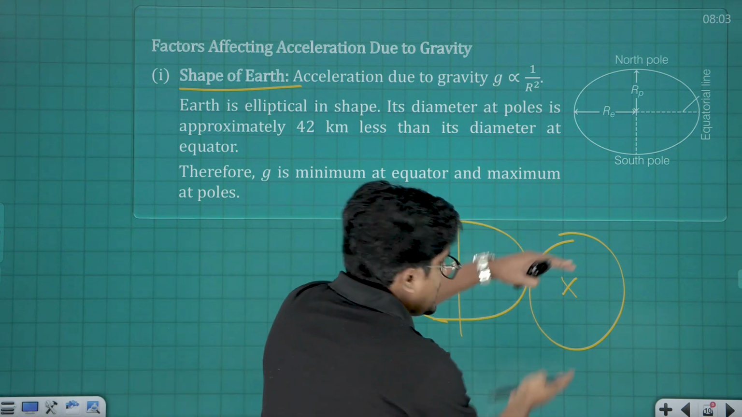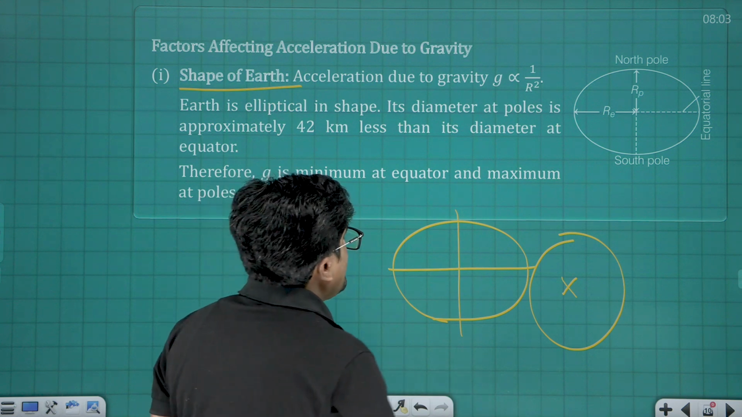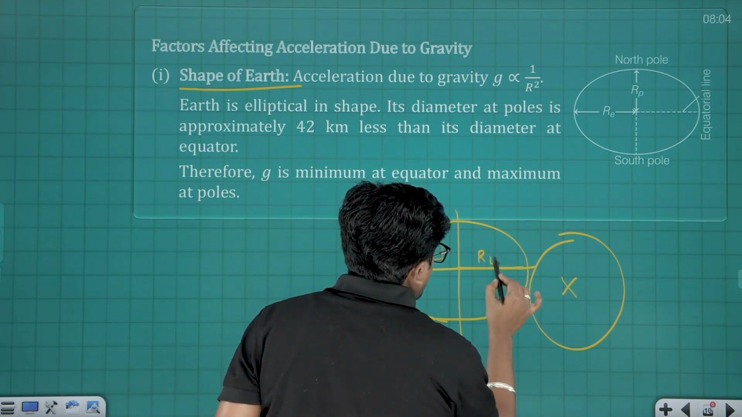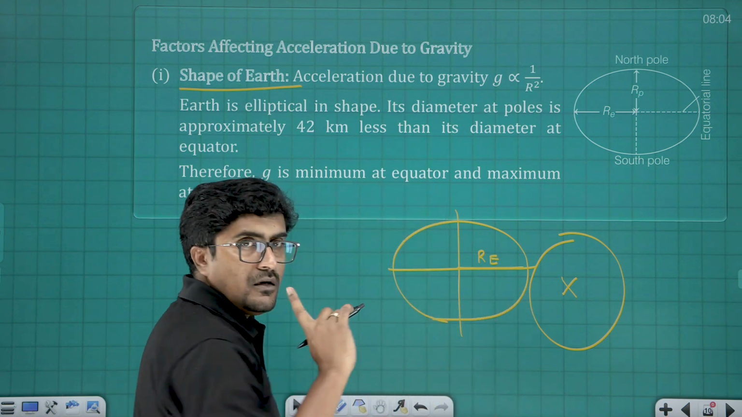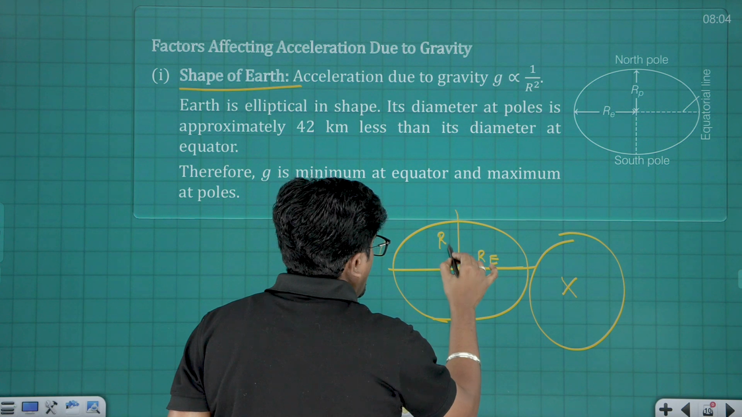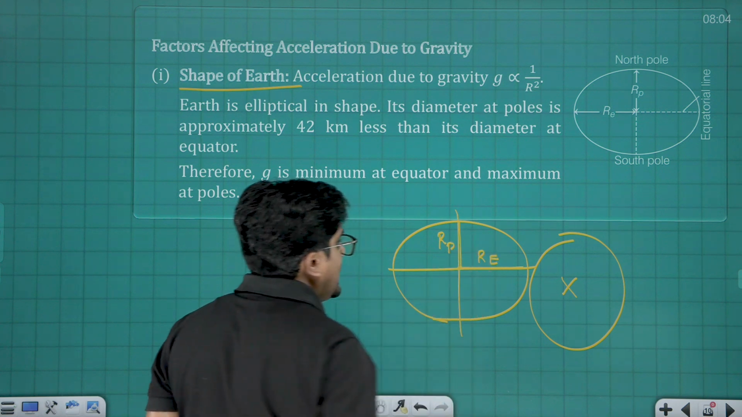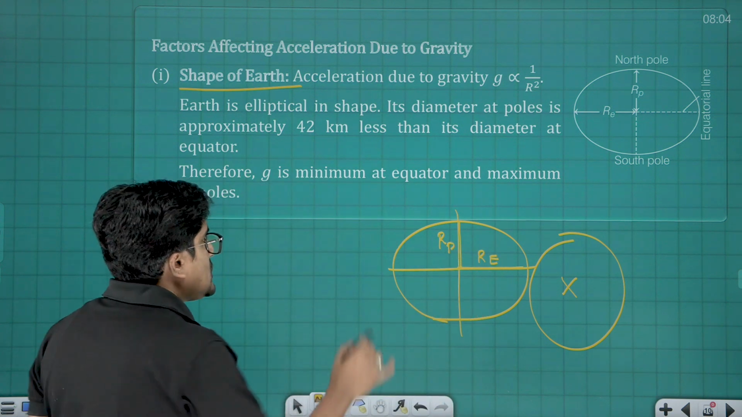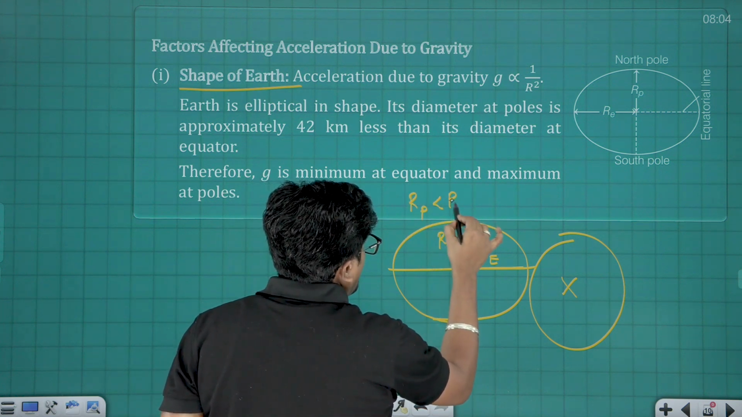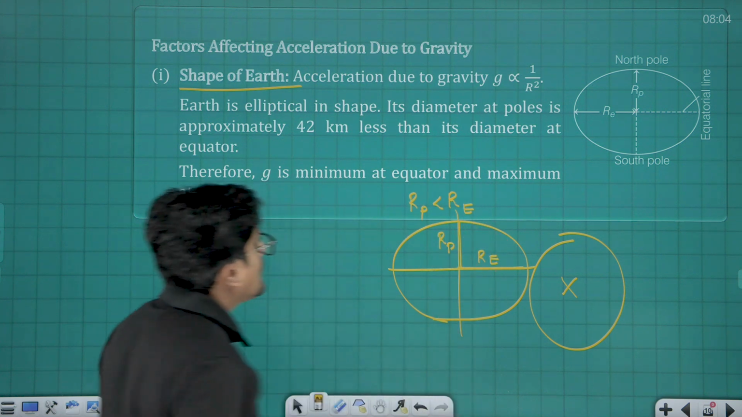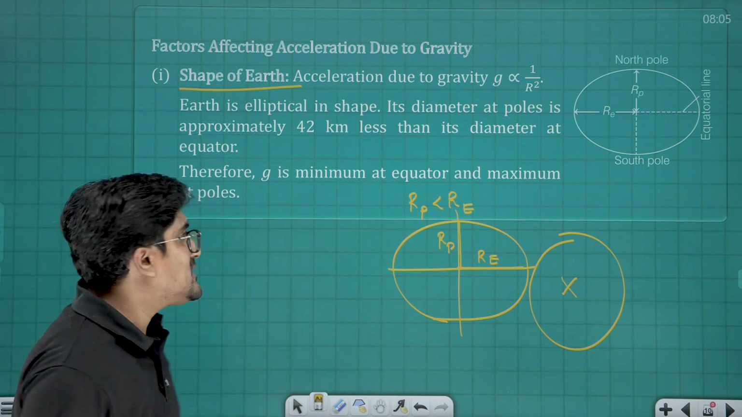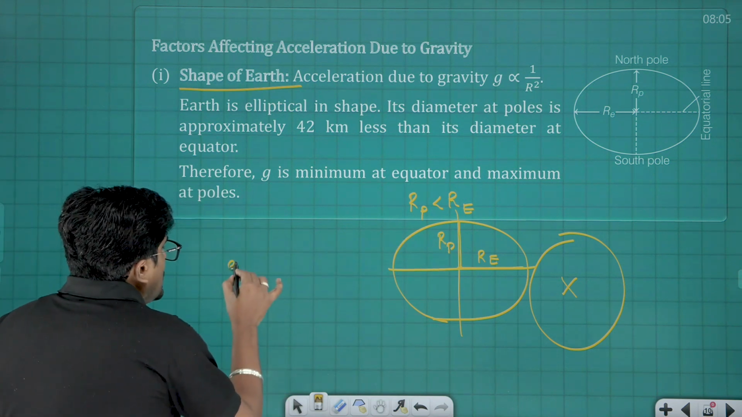Okay, you can press it like this. So definitely here at the equator, the radius is comparatively greater. And the distance towards the pole, if I take it as r suffix p, it's very clear that r suffix p is less than r suffix e. Since r suffix p is less than r suffix e, we know the equation.